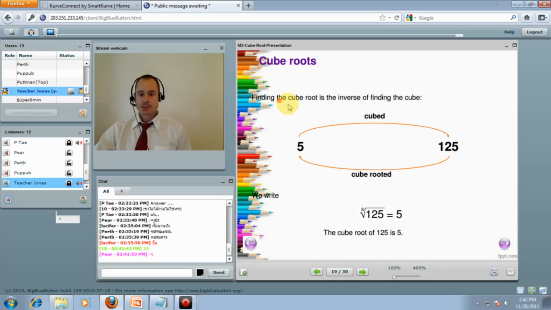This is also the way to describe it. 5 cubed will be 125, and when you go from 125 to 5, it's cube rooted. So the cube root of 125 is 5, and 5 cubed is 125. It's a way to express this mathematically. And this is, of course, called the cube root of 125 is equal to 5.